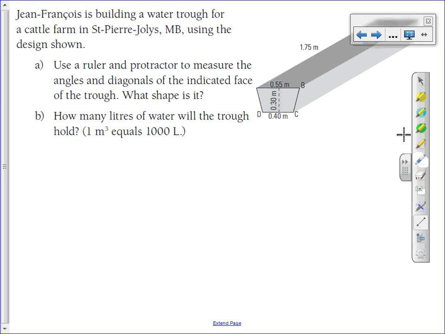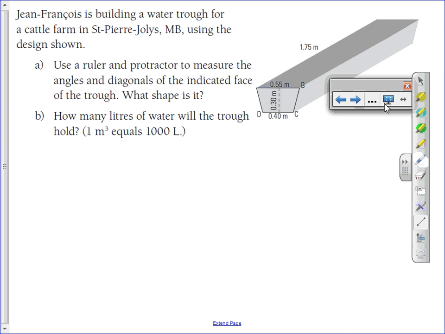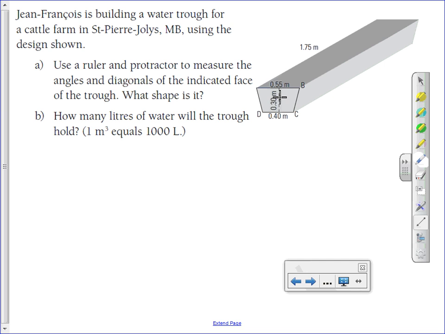You're also going to have to deal with some problems involving area and volume, and if we look at the picture here, you're going to be asked at some point to measure. An important thing for us to know here is whenever you're trying to find the volume of any figure, which means the amount of space it takes up, it's basically the area of the top multiplied by the height.